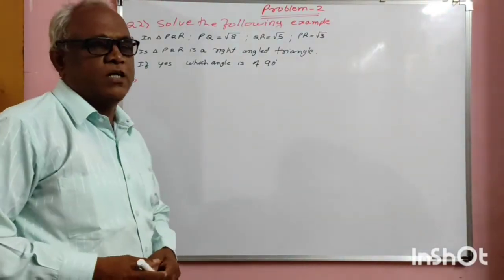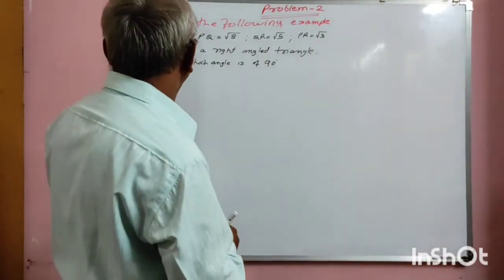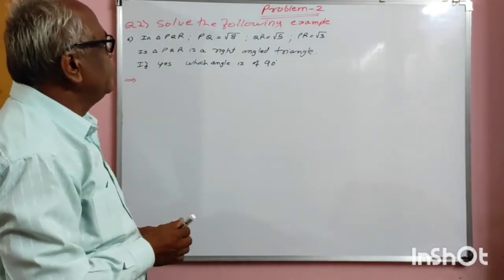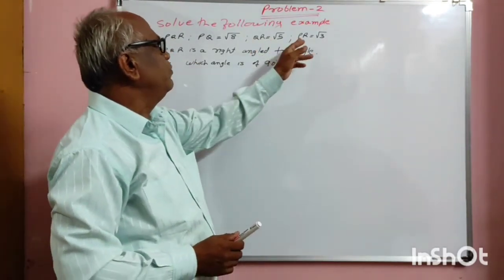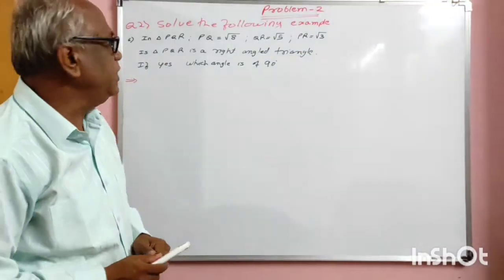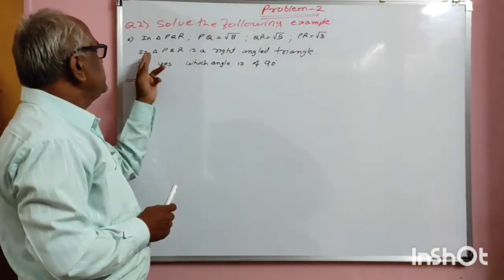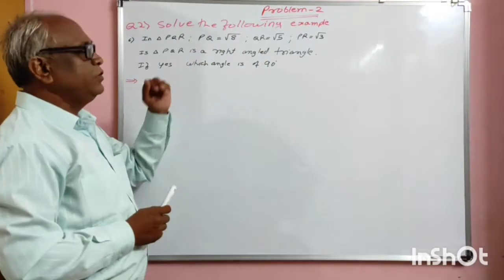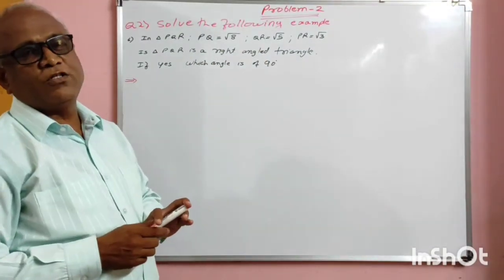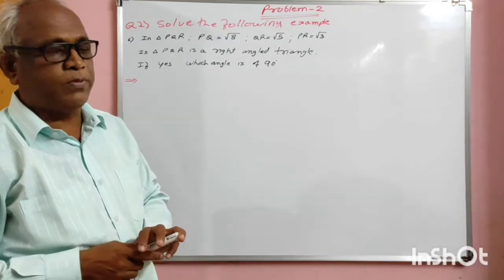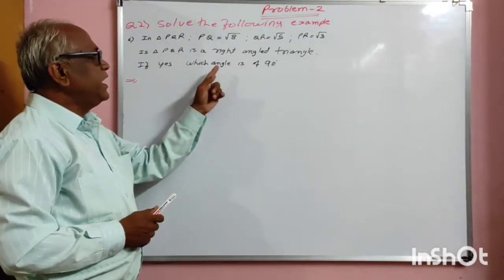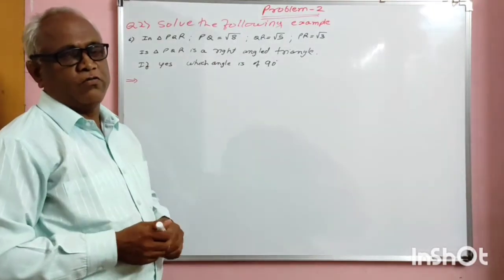Now the last example from this question, that is the sixth one. In a triangle PQR, PQ is equal to under root 8, QR is equal to under root 5, PR is equal to under root 3. Is this triangle PQR a right angle triangle? To show this it is a right angle triangle, that means you should show it is a Pythagorean triplet. If it is a right angle triangle, then which angle is 90 degree, that also we are going to show.